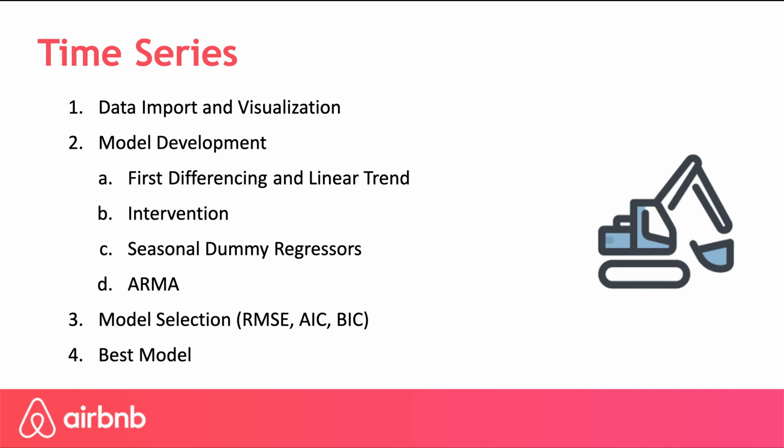In model development details, we will discuss how we add first differencing and linear trend, how we identify seasonality and trends. Then we look at figuring out any critical events that happened during this period. More importantly, to obtain our best model, we decided to select our best fit model based on RMSE, AIC, and BIC. Next.